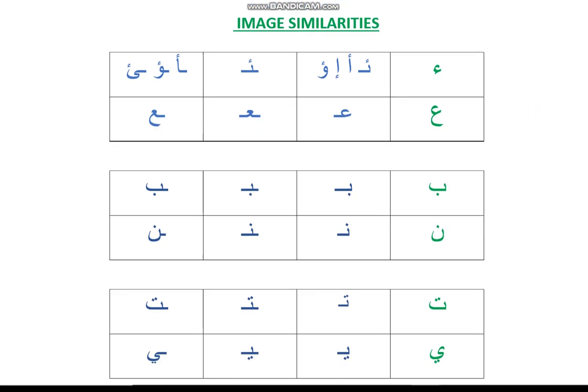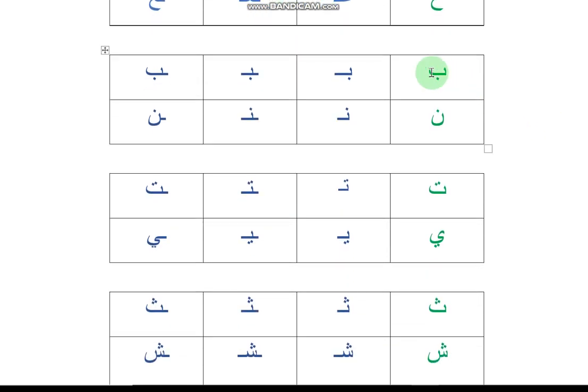Let's quickly go to Ba and Nun. Ba has a dot beneath, and Nun has a dot on top. And look at the way they are. So this is Ba at initial stage, while this is Nun at initial stage. This is Ba at the medial stage, while this is Nun at medial stage. And this is Ba at the final stage, and this is Nun at the final stage. So they are not the same.